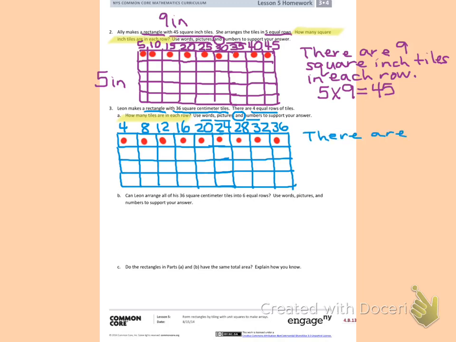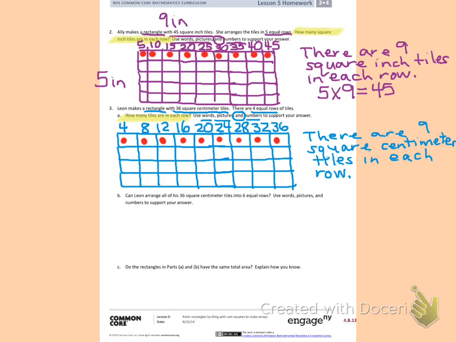There are 9 square centimeter tiles in each row. Now let's label the side lengths.